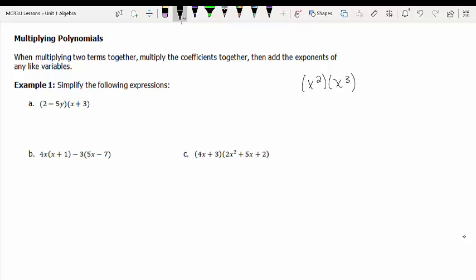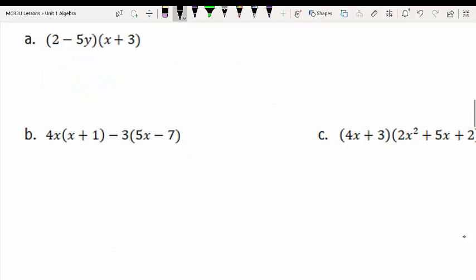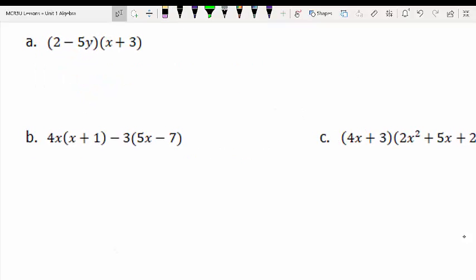So the product rule states that when you're multiplying two terms together that have the same base, the same variable, right? These guys both have a base of x. What you do to multiply them together, you keep the base, so you just write down the x, and then you add the exponents together. So you'd add 2 plus 3. So to multiply these guys together, you keep the base, add the two exponents together, and there's your answer. Okay, so quick review there of the product rule. Let's go ahead and try our first example. So let's simplify this expression here.